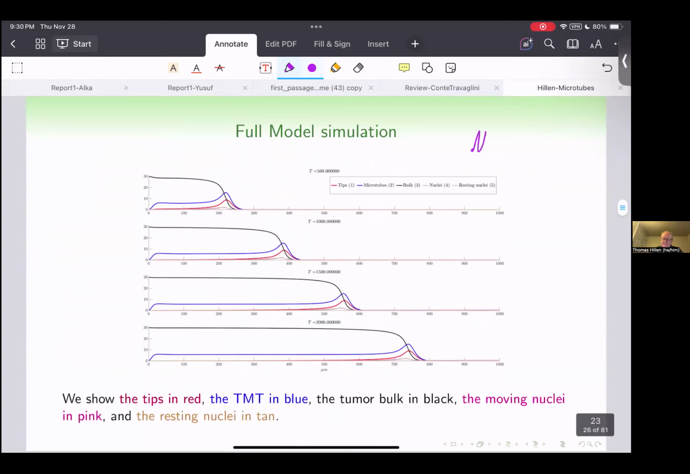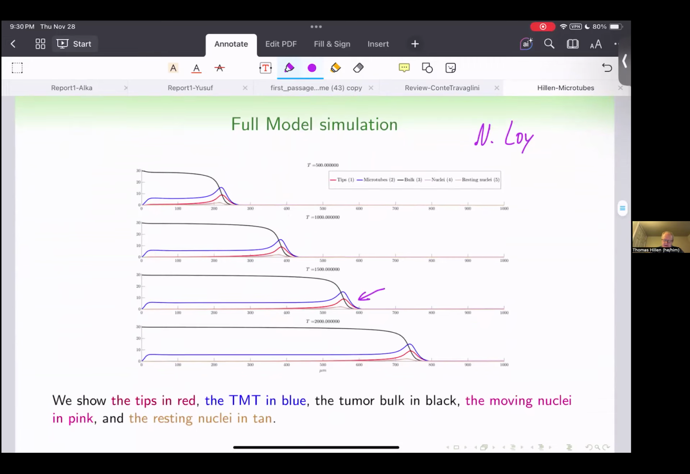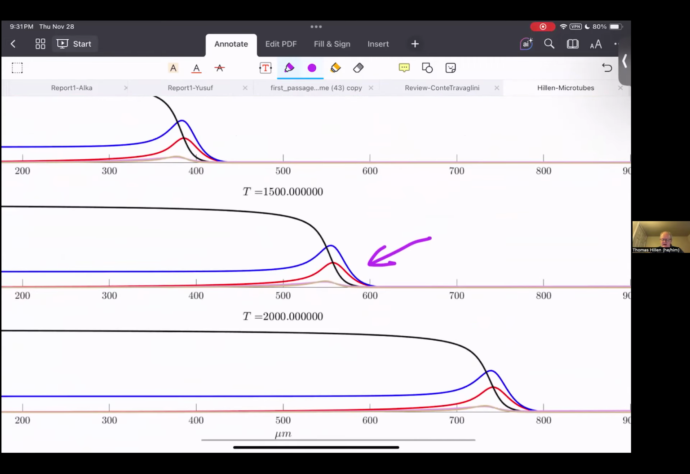Now, Nadia Loy, she wrote a numerical scheme for the 5 equations which I've shown at the beginning, which has the transport equations and all this. So she wrote a numerical code for this. And she found these wonderful invasion fronts. You can clearly see a constant invasion speed. And importantly, if you look close here, I think I can blow it up, the invasion front, again, is dominated by red and blue, so the tips and the microtubes, and then followed by the black, which is the cancer cells. Okay.